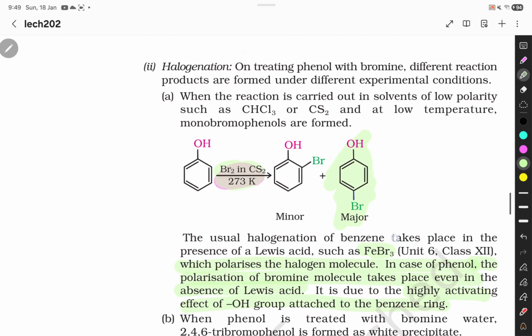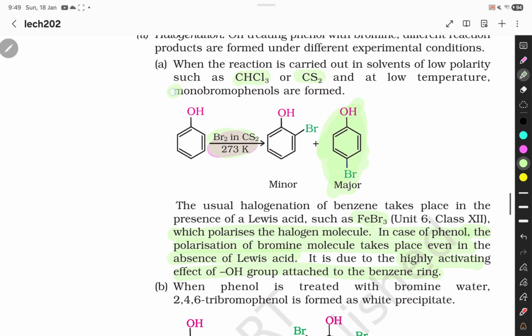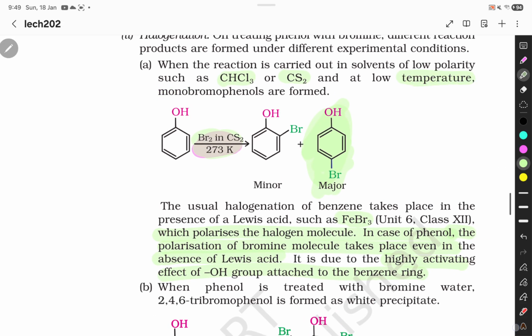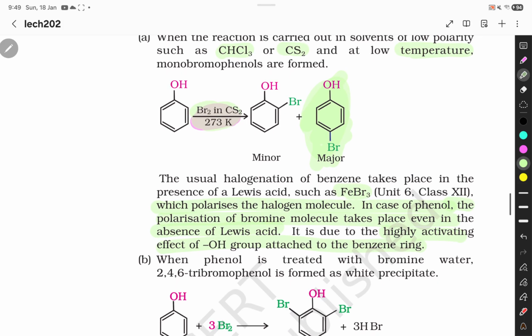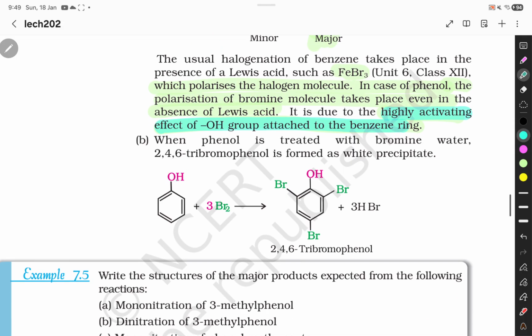Then you have Br2 and CS2, which is for the addition of Br in a non-polar solvent; CHCl3 is also allowed. Mono-bromination is considered at low temperature, meaning around 0 degrees, right? It is because of the highly activating effect of the OH group that the bromine molecule can directly attack. It doesn't need a Lewis acid like AlCl3. Then you have tribromophenol. This is in bromine water. Okay, remember, this is bromine water, water.